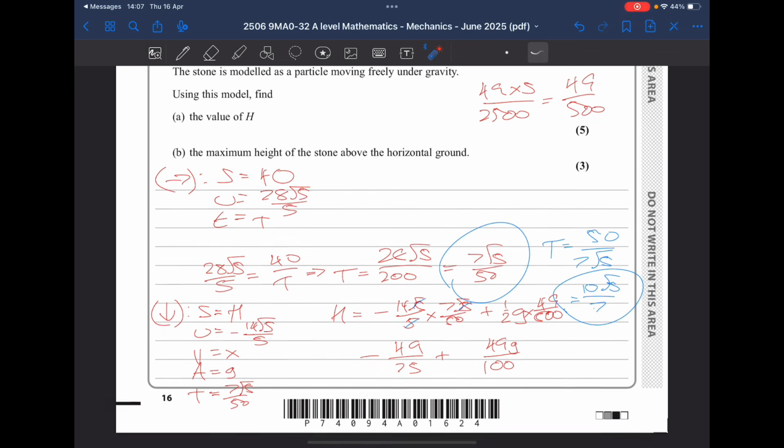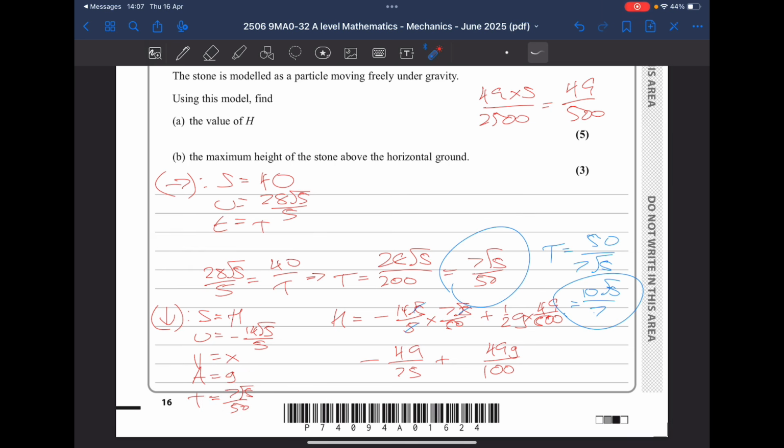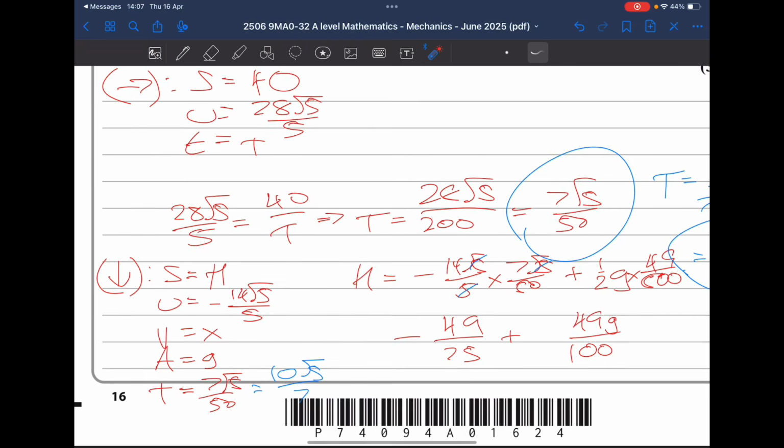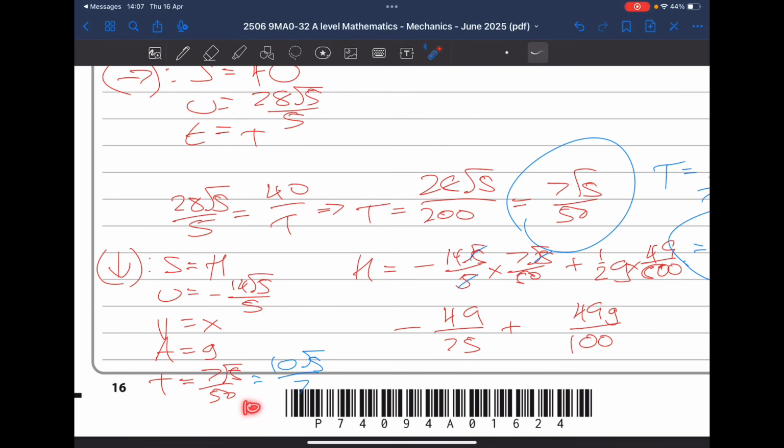How's that going to change things then? So that should be over here, 10 root 5 over 7. And if you think about this equation, where did that appear? Actually quite a lot. It was in this one, u times t, and in this one with the t squared. So again, we need t squared. Squaring this, we'd have 100 times 5, so 500 over 49. Not very nice. So 500 over 49, that is t squared.